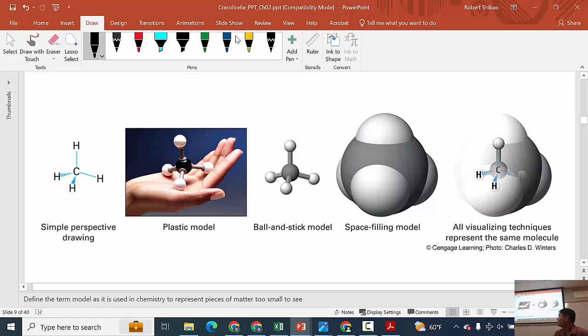But do you see, this is called the wedge. The wedge represents a stick sticking out like this. And a dash represents going in. So this is wedge dash. And these two are kind of in the plane of the paper. So these two would be in the plane. So this is a drawing trying to represent the three-dimensional structure of this ball and stick model.